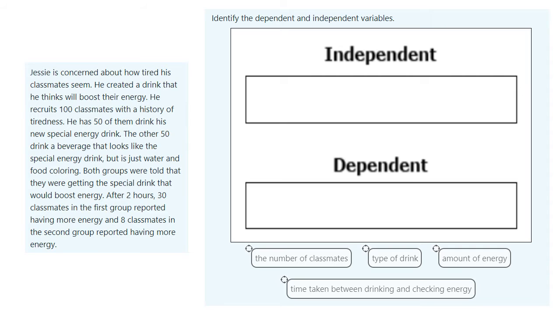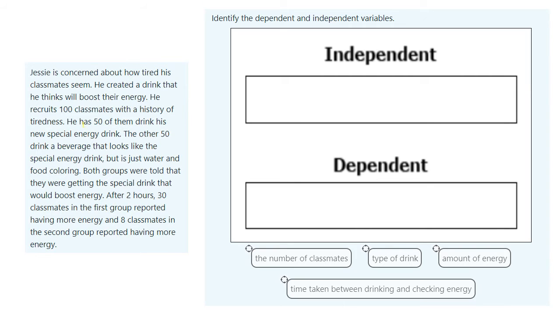This is a good experiment. The 50 that are drinking the water and food coloring are the control group. He will be able to compare those that have the new drink with the control group to see if there is a difference between the two groups. So both groups were told they were getting the special energy drink and that would boost energy. After 2 hours, 30 classmates in the first group reported having more energy, and 8 classmates in the second group reported having more energy. So, what is he choosing to change?